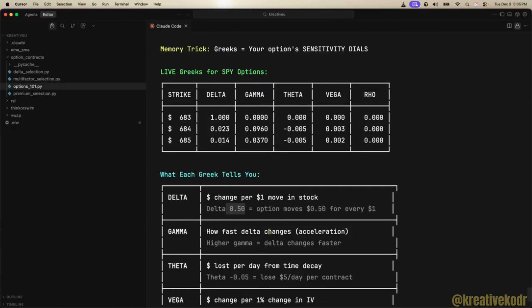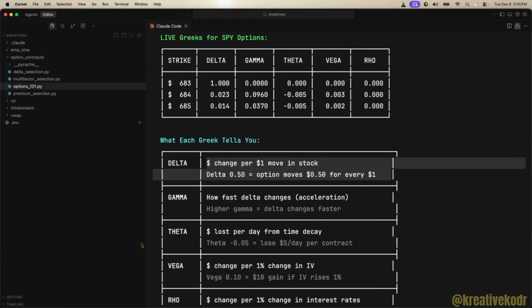All right, good deal. Gamma is how fast delta changes, so this is the acceleration. If delta is the car, gamma is the accelerator pedal. We want higher gamma, because the faster delta changes, the more money we're making. Finding option contracts that have higher gamma lets us see delta change.